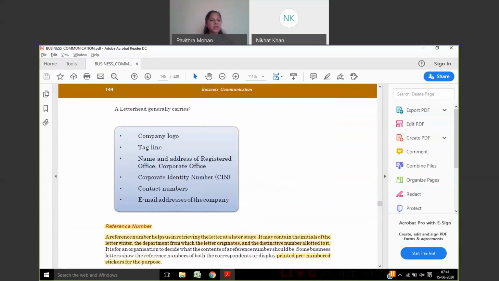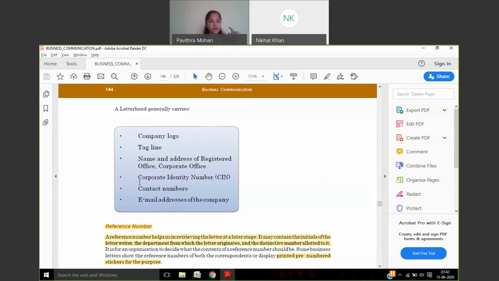So what are the things that are important here? One is the company logo. If the company has a tagline, they can give that tagline in a small way. Like for Boost, they'll give a tagline like "Boost is the secret of my energy" or something like this. If a company has a tagline, they can give it; otherwise, not required. After the company logo, they will give the company name, followed by the registered office address and also the corporate office address. If there are multiple corporate offices, provide them in the footer.